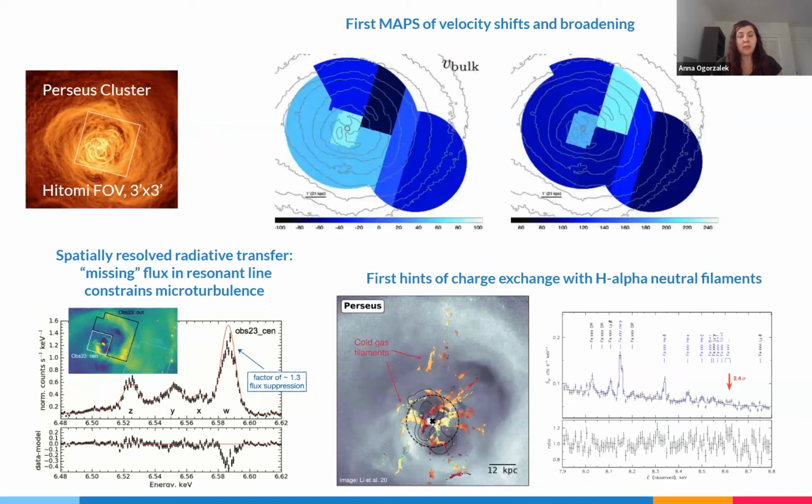Of course, we were also able to take advantage of the spatial information in the data. So we were mapping gas motions through Doppler shifts and line broadening, as shown on the top. We are also able to use a subtle radiative transfer effect because we could really well resolve individual lines. The effect called resonance scattering, shown on the bottom left, directly probes microturbulence. Additionally, as shown at the bottom right, we saw first hints of emission lines that come from charge exchange with the neutral H alpha filaments that are embedded within the hot intracluster medium, which is really cool.